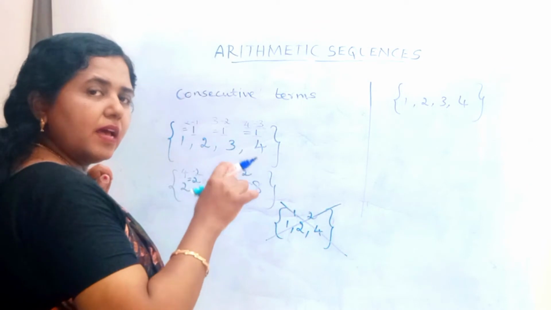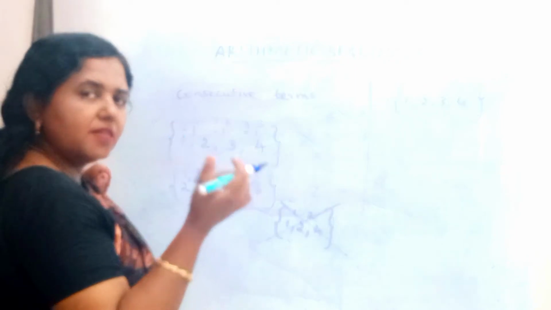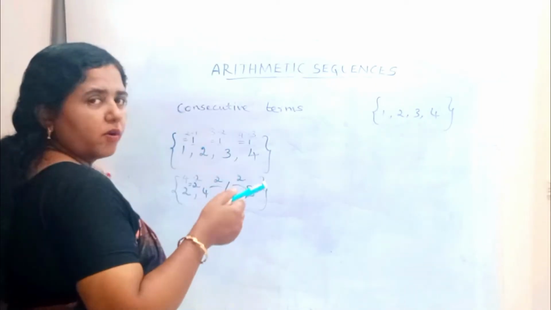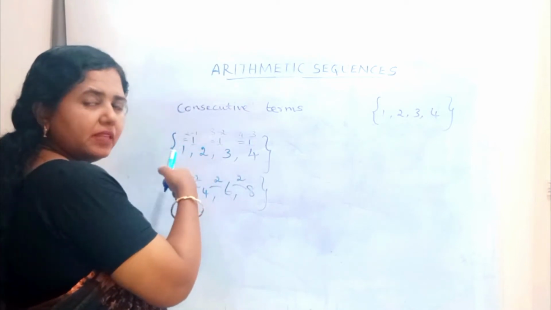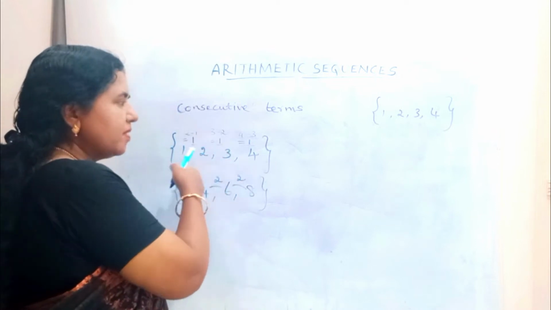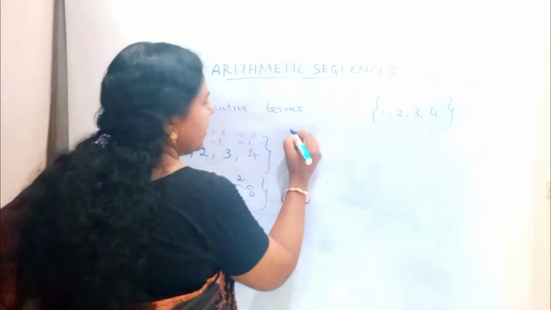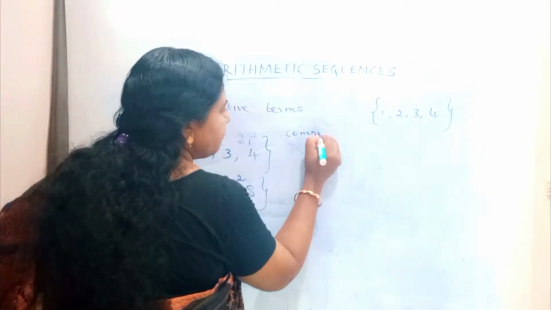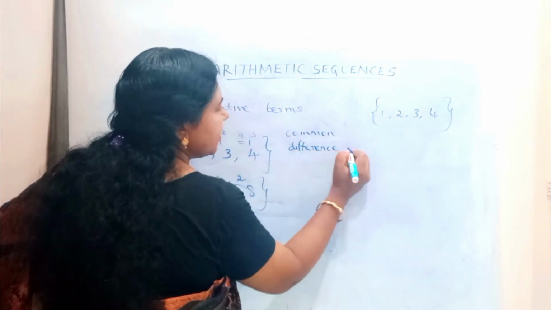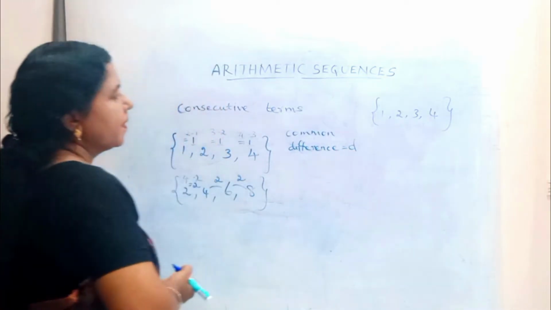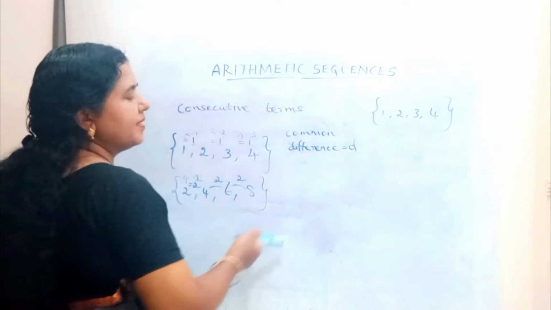So a sequence is an arithmetic sequence only when the difference between the consecutive terms is a constant. Okay, now here this one is the difference between the consecutive terms and also it is a constant value. So it is a common value. So that difference value can be called the common difference, and it is denoted by the letter D.